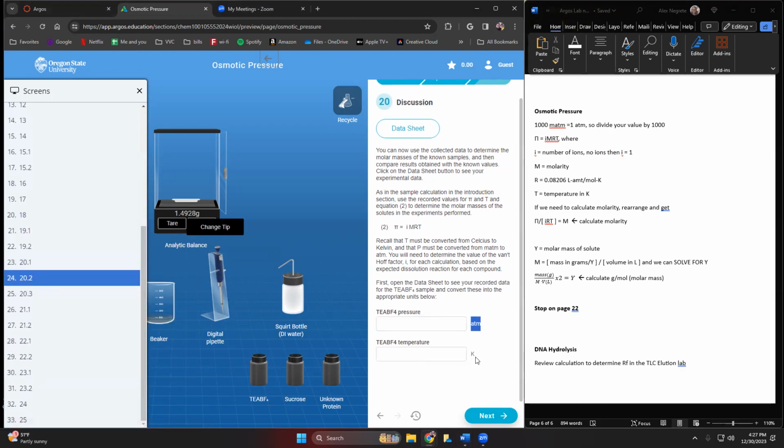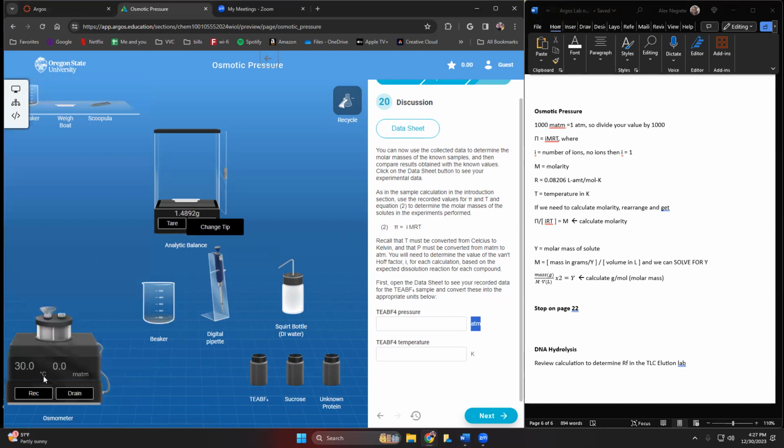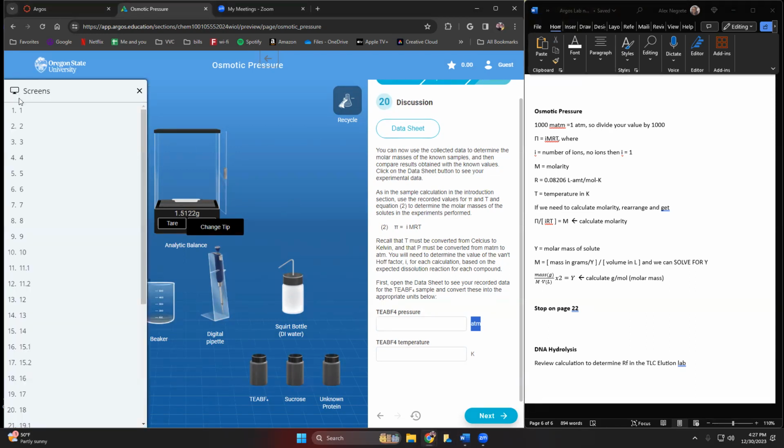It's asking you for the temperature in Kelvin. Notice that this is degrees Celsius, right? So don't forget how to convert that. Kelvin is equal to 273.15 plus whatever the degrees Celsius is going to be. Normally it's 30, so 303.15 Kelvin.